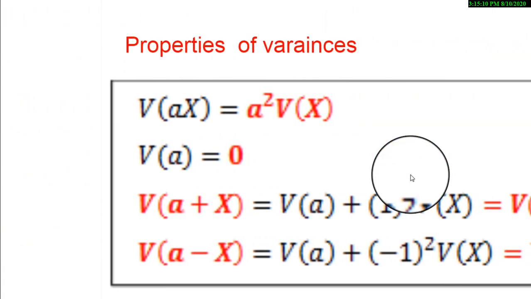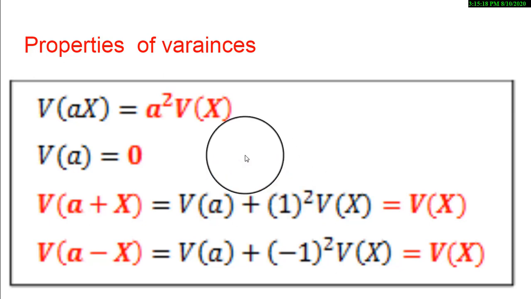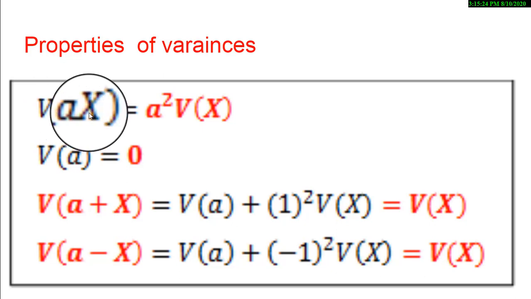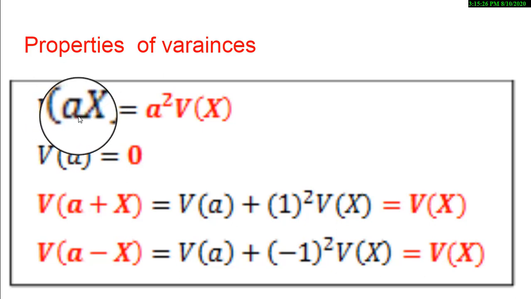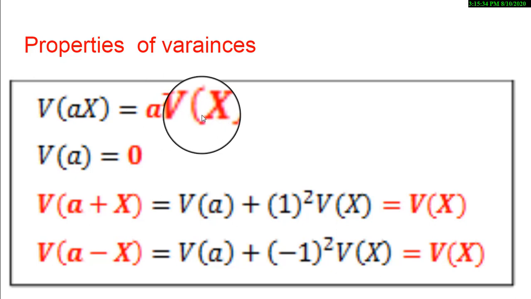Now similarly, just as we have properties for the case of mathematical expectation, we have properties for the variance as well. They are simple properties. The first one says that we can write var or V of a into x. Here a is a constant term, so this property gives the value as a square into V of x.